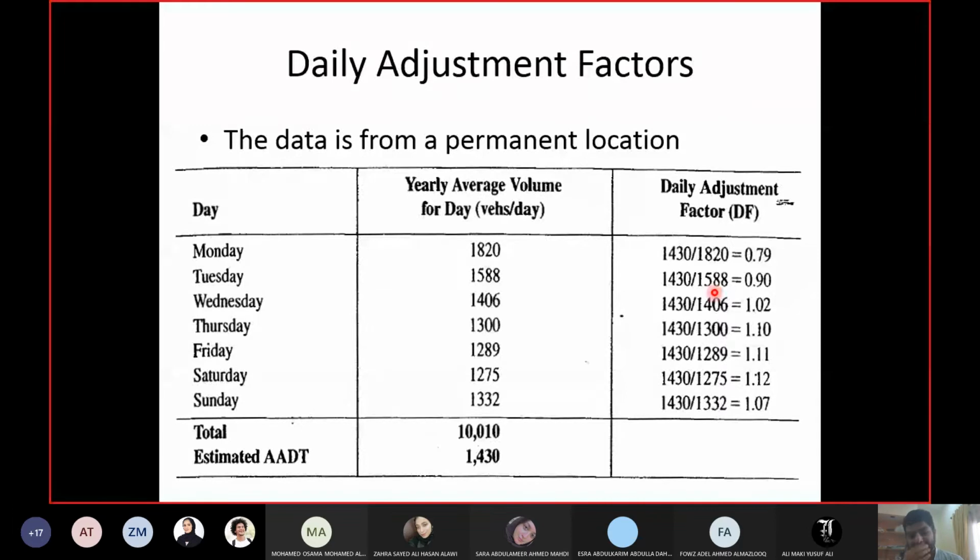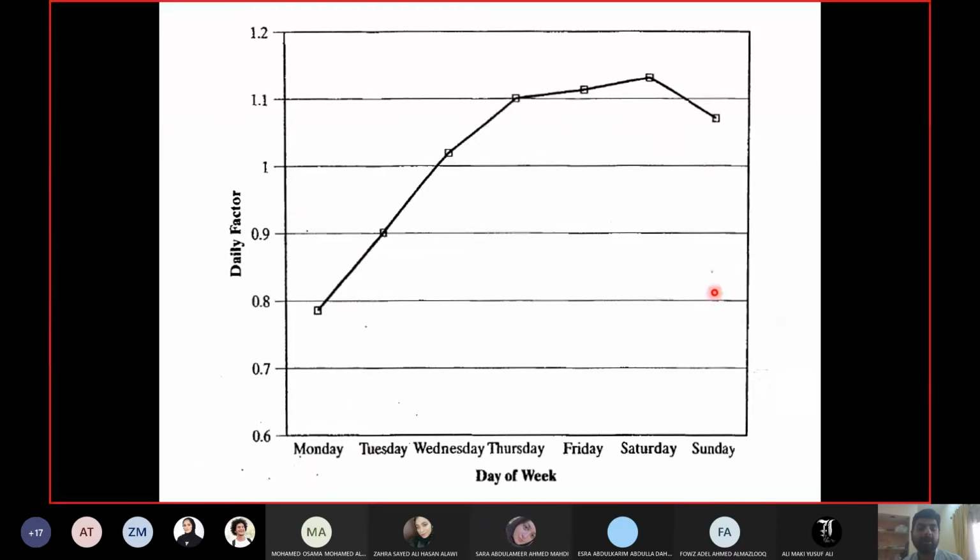So they have plotted the adjustment factors, which I showed you in the previous table. So lowest adjustment factor is for Monday. That means the highest traffic is for Monday. And the highest adjustment factors are for Thursday, Friday, and Saturday. That means the traffic is the lowest here.